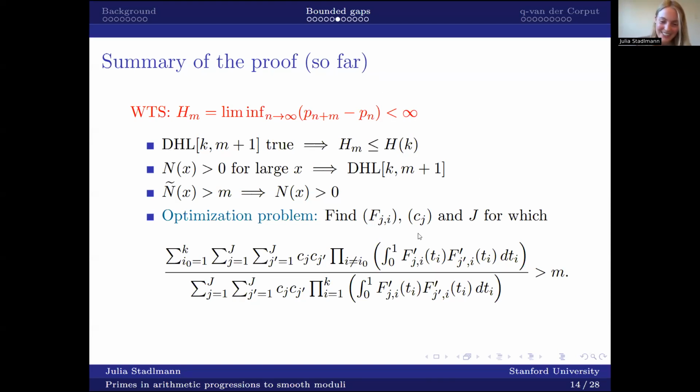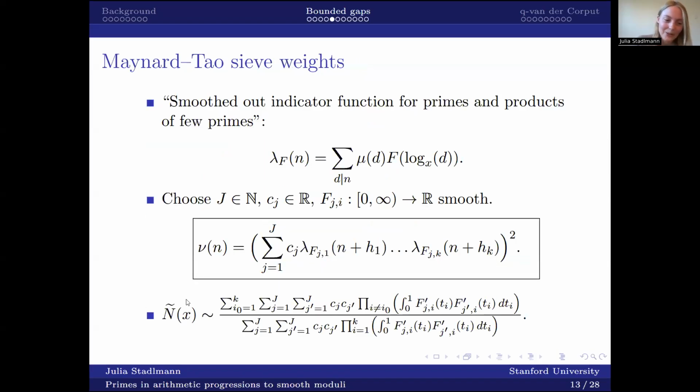But you will notice that I said that the purpose of this talk is to highlight the link between equidistribution estimates for smooth moduli and bounding gaps between primes. And I haven't actually mentioned equidistribution estimates yet at all. So something is missing. And what's missing is that it's not actually true, or at least known, that n tilde of x is always asymptotically equal to this expression. We need to show that n tilde of x is something like stated here. And to do so, we need to use the equidistribution estimates.